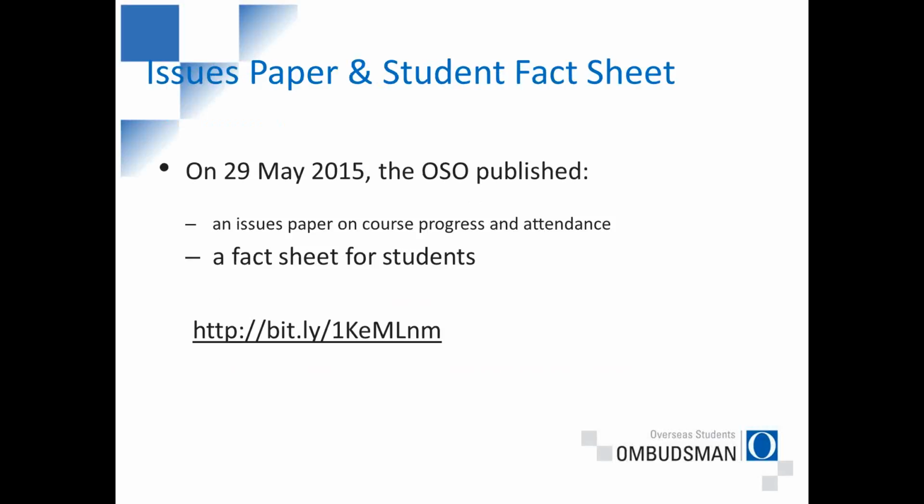Okay, so as Aparna mentioned, we did release an issues paper on course progress and attendance, and a lot of what I'm talking about today is reflected in that paper: the key mistakes we have seen providers make over the last 4 years. There is also a fact sheet for students, saying here's what you should be able to expect your provider to do, and here are some of the things you should do to help yourself meet course progress and attendance. For example, if your provider talks to you that you're having trouble, make sure you respond and engage with any strategies they provide to you.